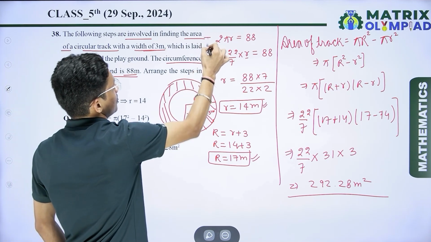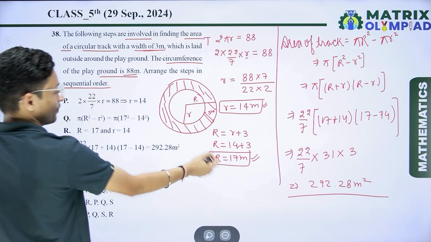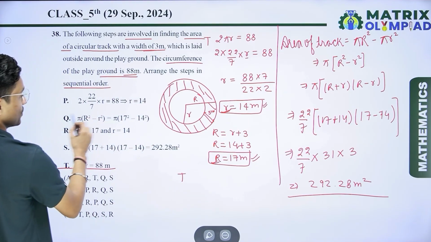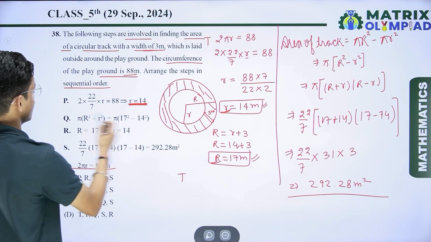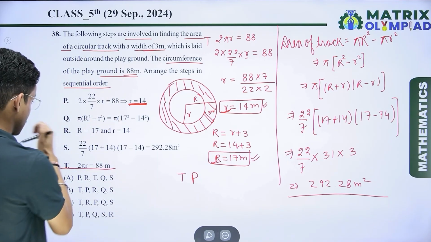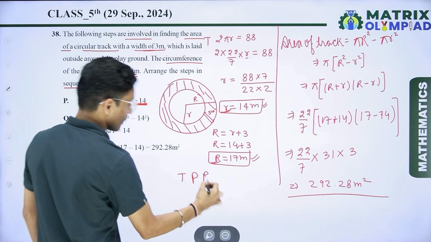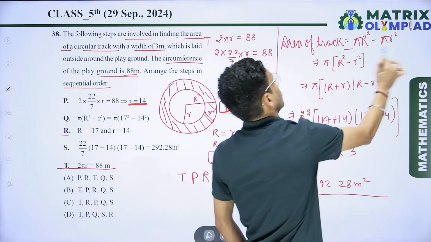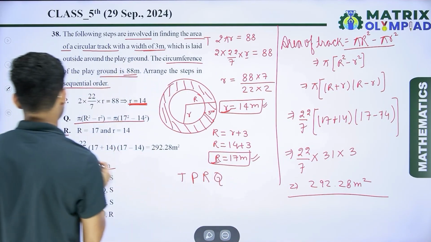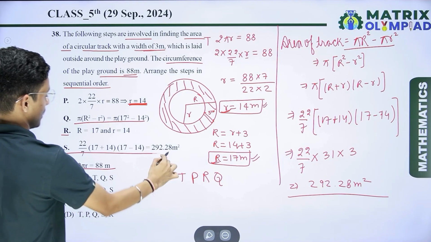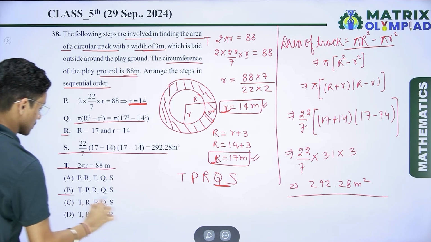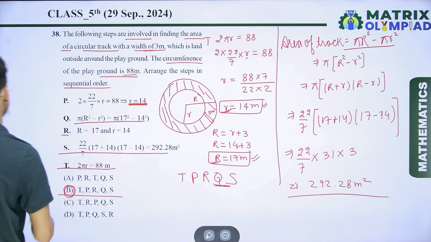Now if I check this one, so first T, that is 2 pi r is equal to 88. So this one is the step T. And next one, we have find the small r, value of small r and value of capital R. So value of small r, that is P. And next one we find the value of capital R, that is R. Now we find the area of track. So area of track here, this is Q. And last one, that is S. So TPRQS. So TPRQS, option number B is the correct answer over here.